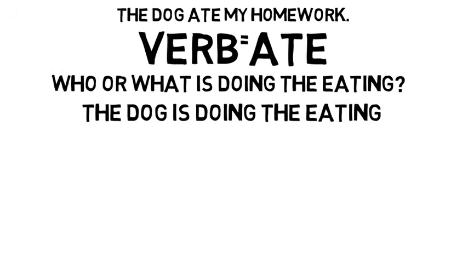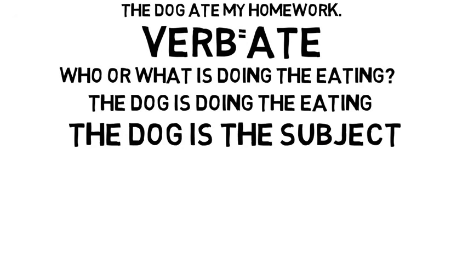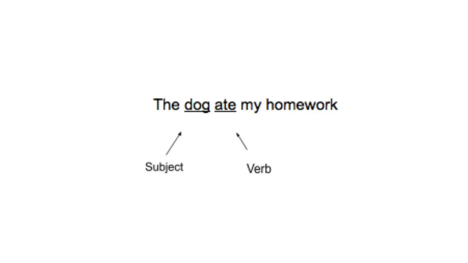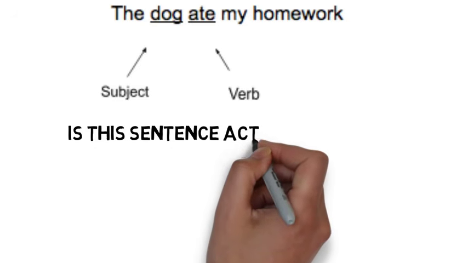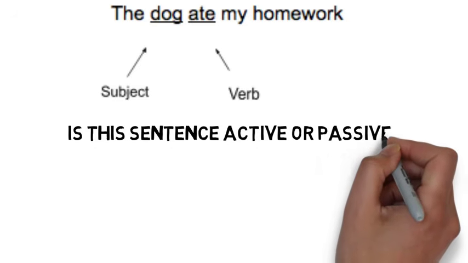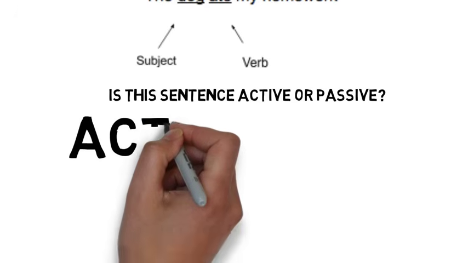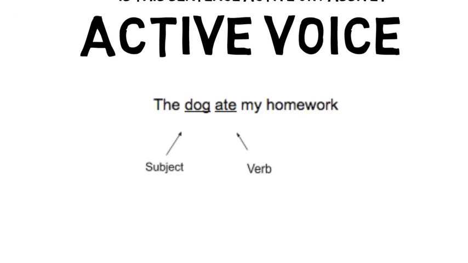Therefore, the dog is the subject. Now remember, the subject must come before the verb for a sentence to be active, and after the verb to be passive. So if the dog is the subject and ate is the verb, is this sentence written in the active or passive voice? You have 5 seconds to think. Go. This sentence is written in the active voice because the subject comes before the verb.